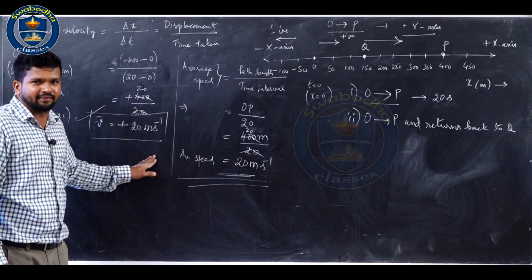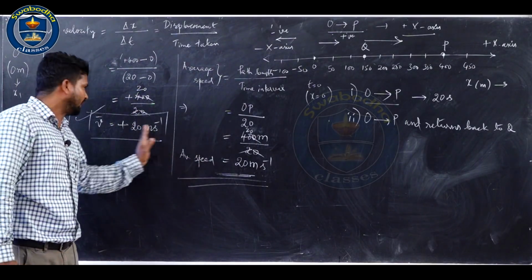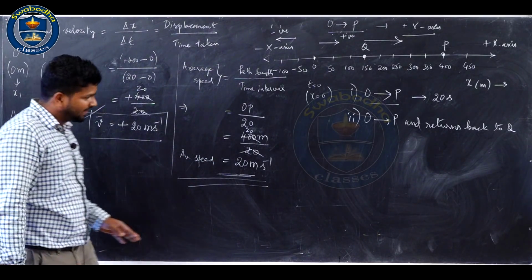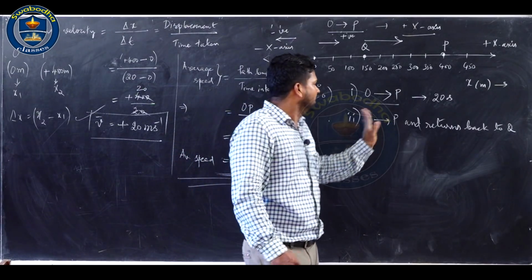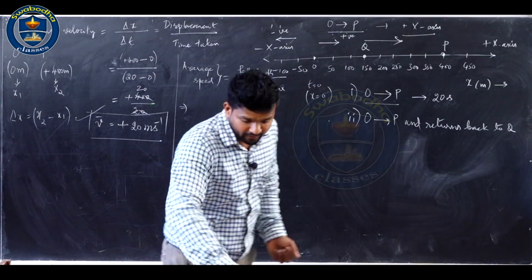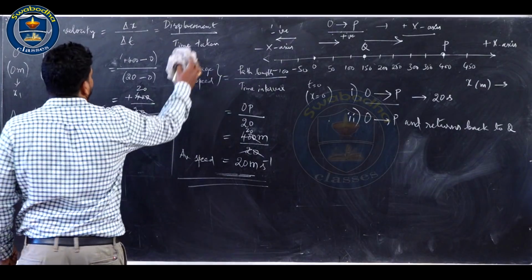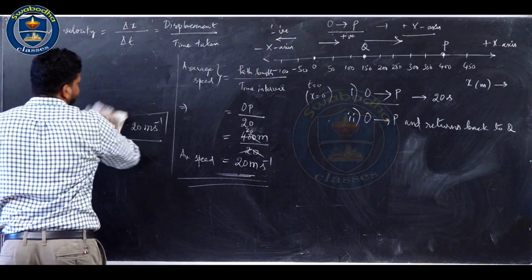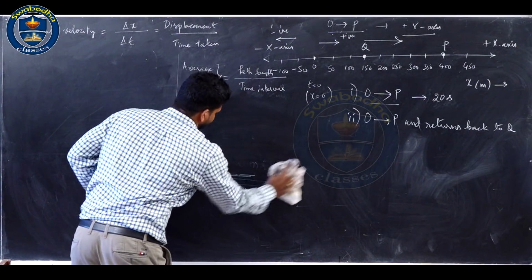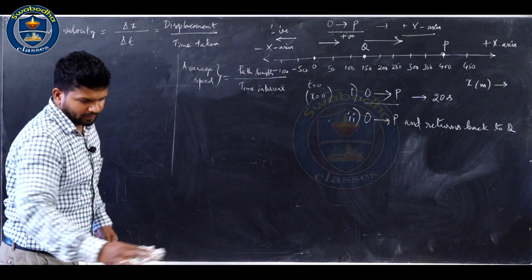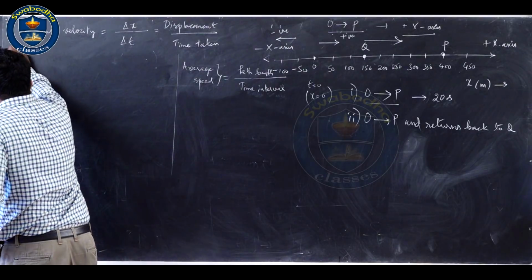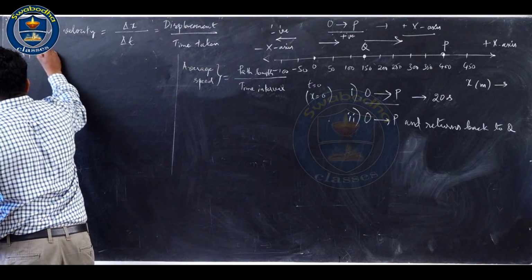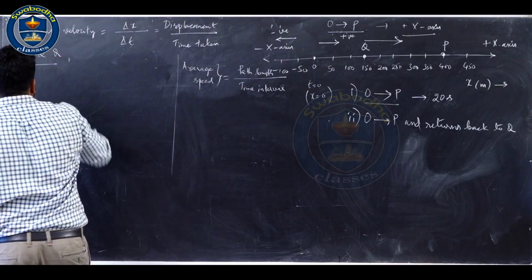Again, this is not the case always. In this case, both are equal. Magnitude of average velocity and average speed are equal. Yes, let us see what happens in this case. Body moves from O to P and returns back to Q. Okay, definition same. Second one, body moves from O to P and returns back to Q.